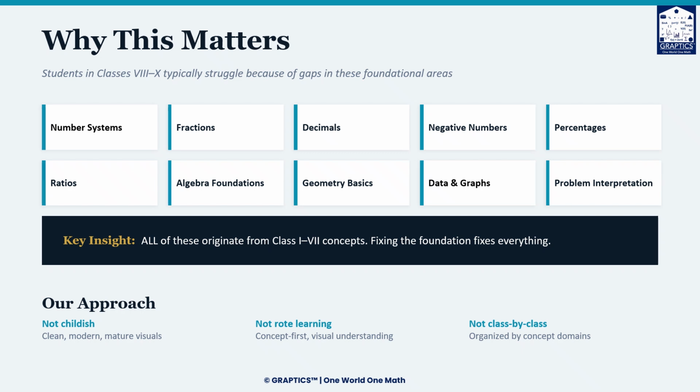Now, here's the key point. All of these ideas come from concepts learned in earlier classes. If these basics are clear, it becomes easier to learn topics in the higher classes. You can think of it like a building. If the lower levels are clear and stable, it becomes easier to build further. This program is designed to help students make their foundation in math stronger so they can learn topics in the higher classes more effectively.